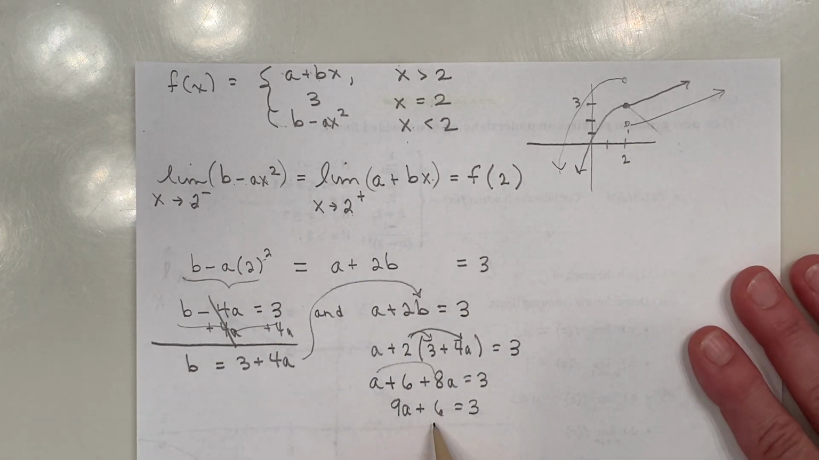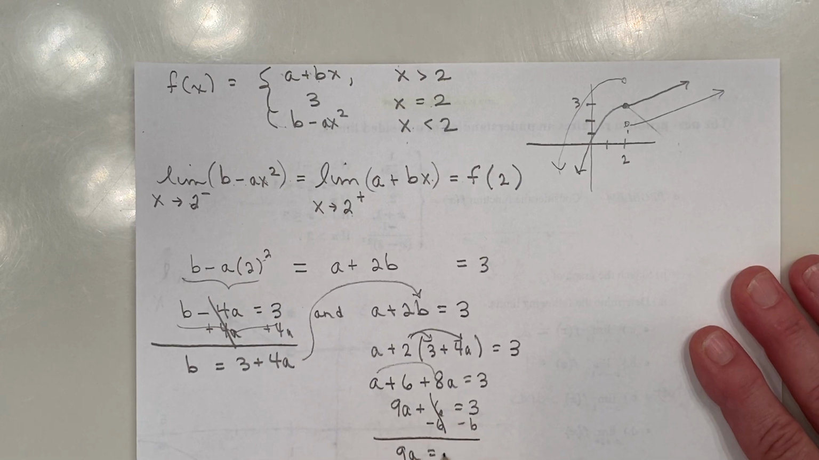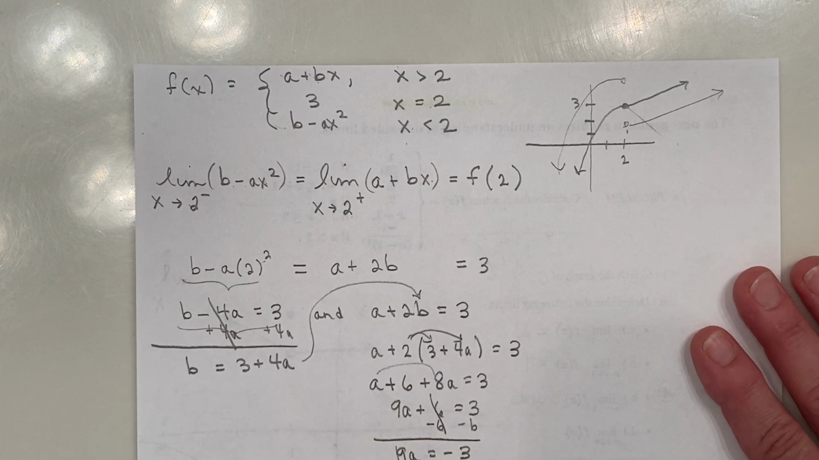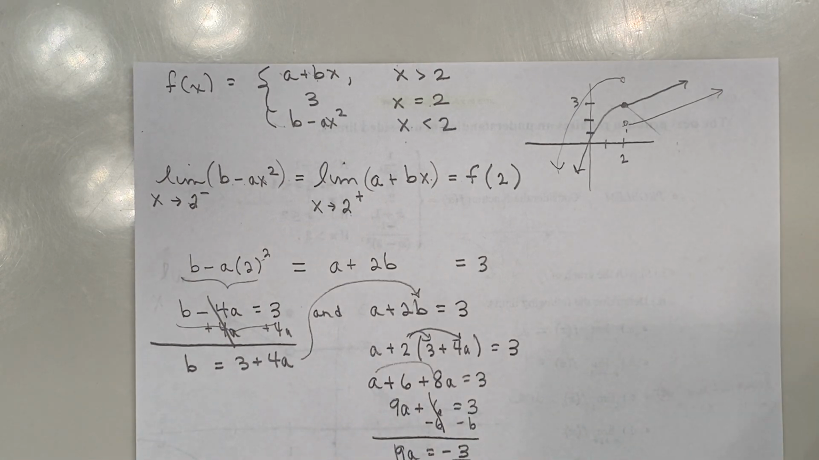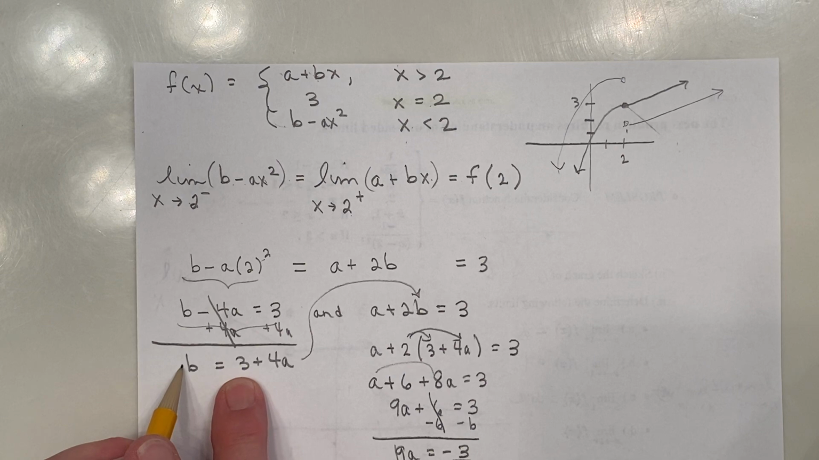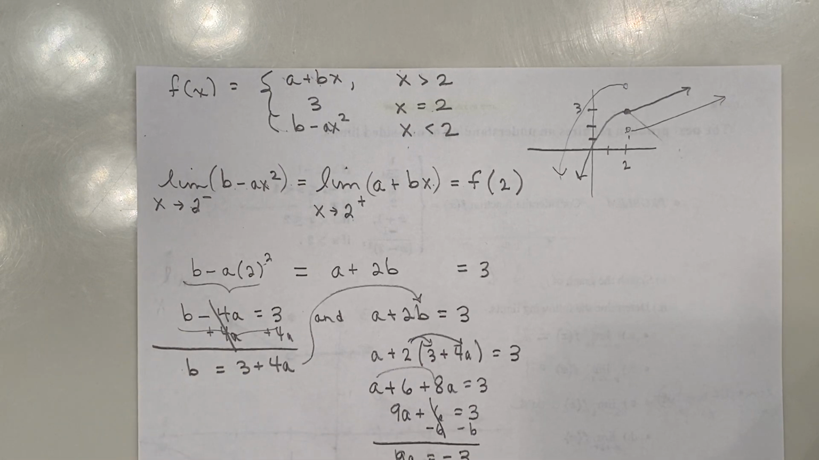Let me subtract 6. So 9a equals negative 3. Divide by 9. Clean this up. A equals negative 1/3. Well, I've got A. Now how do I find B? Taking you back to Algebra 2 and the substitution method, let's come back over here to this other equation and let's insert negative 1/3.